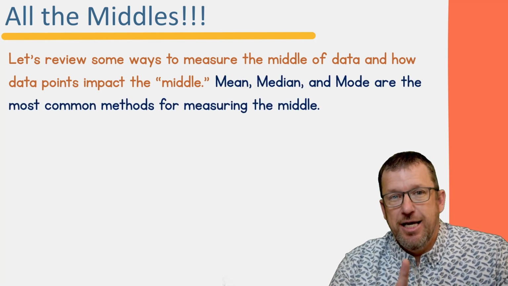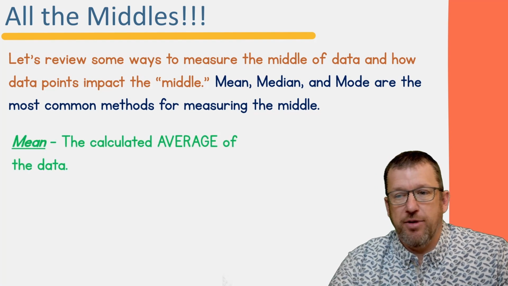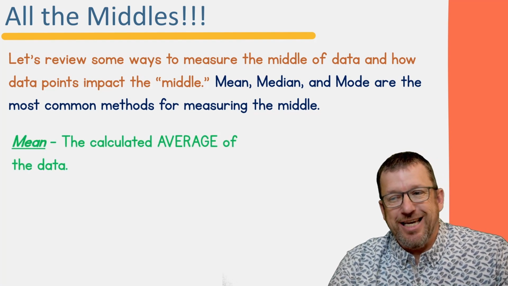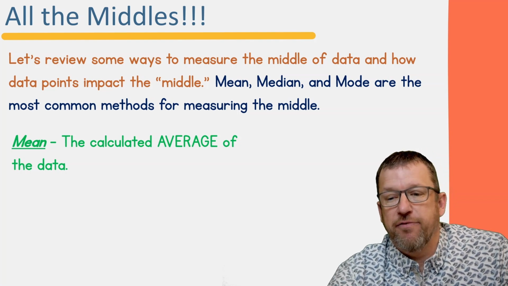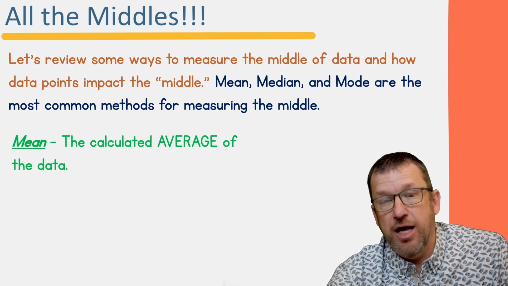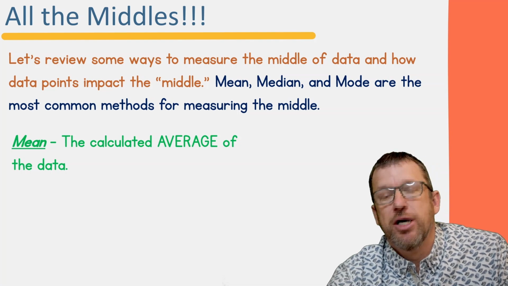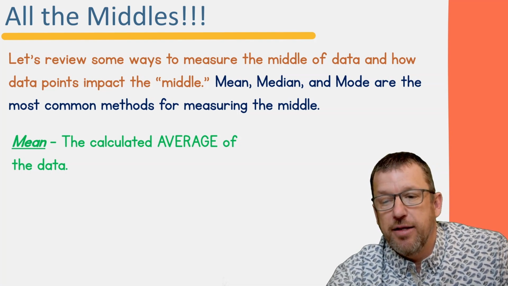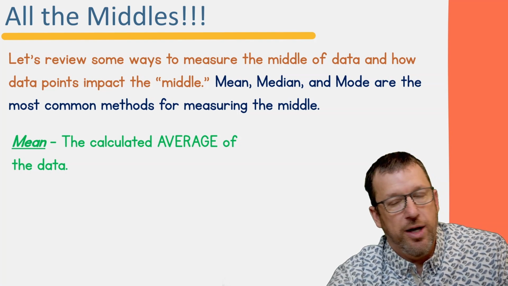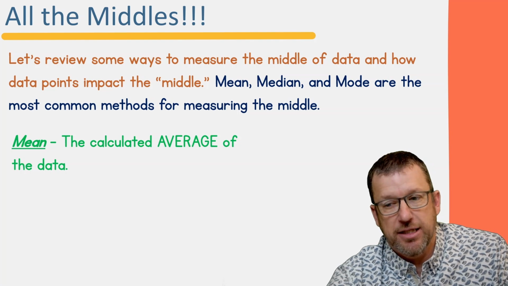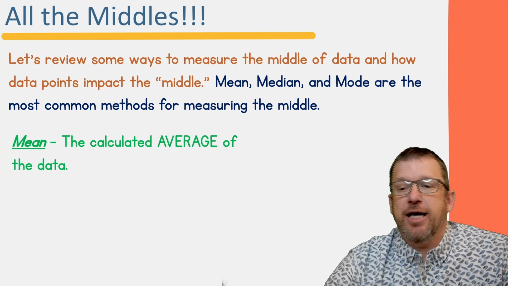So mean, median, and mode are the most common ways. Mean, what does it mean? It's the calculated average of data, which means we add it all up, and then we divide it by the number of value points. There's a better understanding of that if you watch the video on balance point, so you can get a more conceptual look at what mean actually means. But yes, that's what mean is.